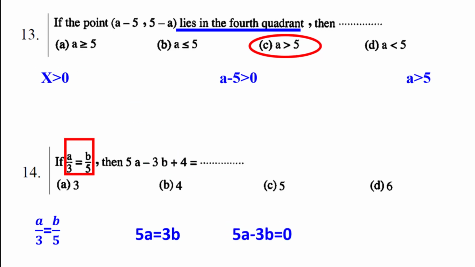It's easy. Now we can find the value of the expression 5a minus 3b plus 4. 5a minus 3b equals what? Equals 0. 0 plus 4 equals 4. Now we can write 5a minus 3b plus 4 equals 0 plus 4 equals 4. So the correct answer here is number B.